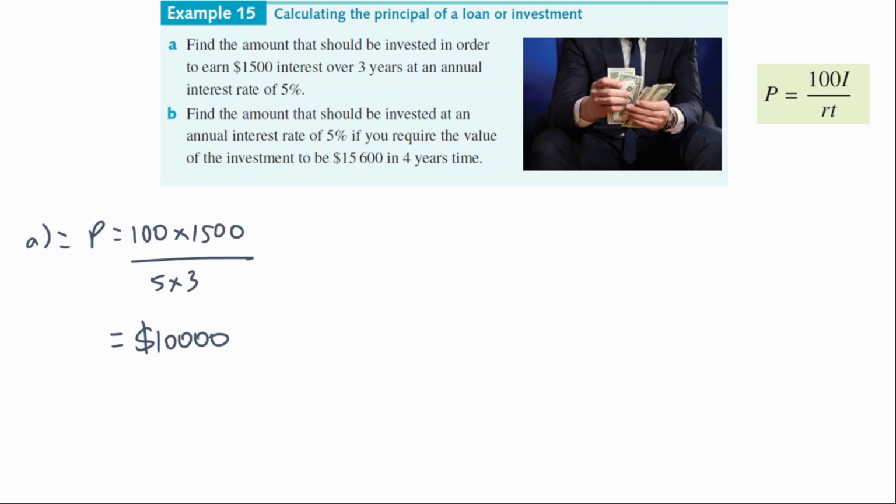Alright, now question B says find the amount that should be invested at an annual interest rate of 5% if you require the value of the investment to be $15,600 in 4 years time. Alright, so in this case, question B, let's have a go at using that formula again. P equals 100 times I, I can't quite see I anywhere there, but we still have the rate of 5% and the time. Alright, so what do we do in this case if we don't have I there?